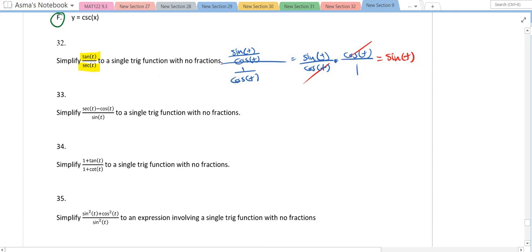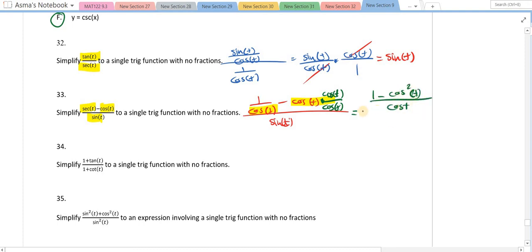Same here. I see secant, I see cosine, and I see sine. That means I need to write everything in terms of sine and cosine. So this is going to become 1 over cosine t minus cosine t, everything over sine t. I'm going to have the same denominator here. I have a denominator of cosine, so I need this to have the same denominator. Simply, I will multiply by cosine t, both numerator and denominator. So this is going to become 1 minus cosine squared t over cosine t, and everything over sine t.